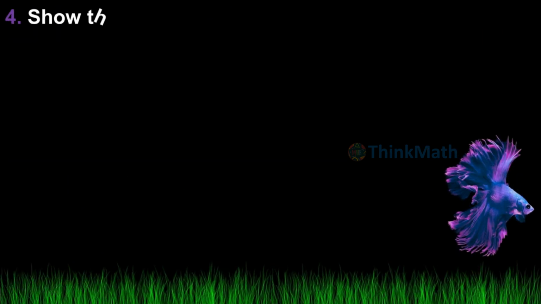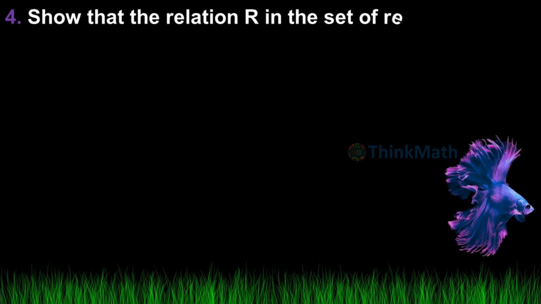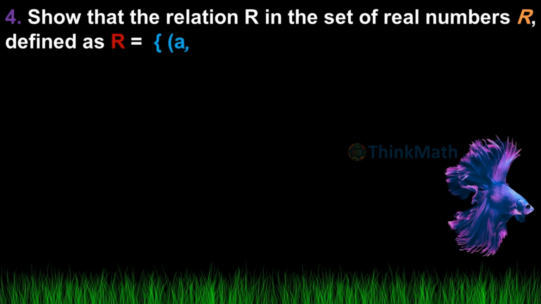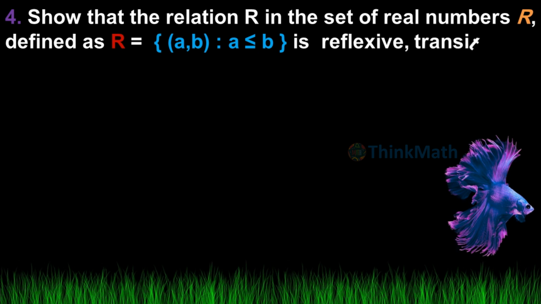Question number 4. Show that the relation R in the set of real numbers, capital R, defined as R equal to the set of all (a, b) such that a is less than or equal to b, is reflexive and transitive, but not a symmetric relation.